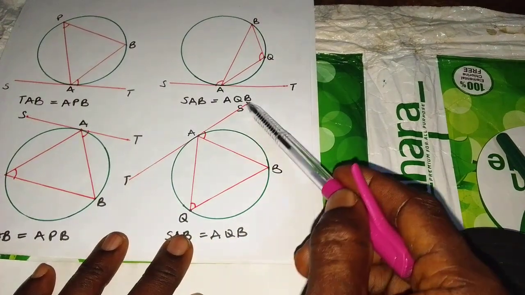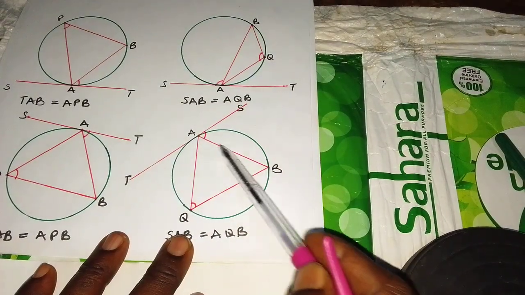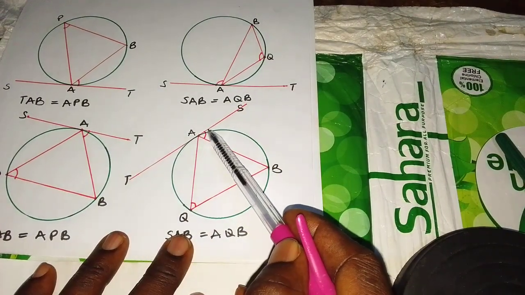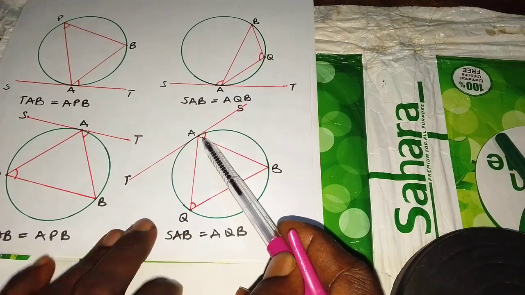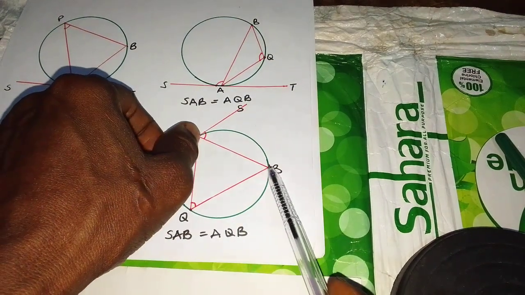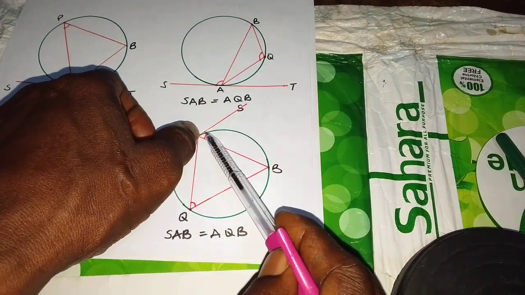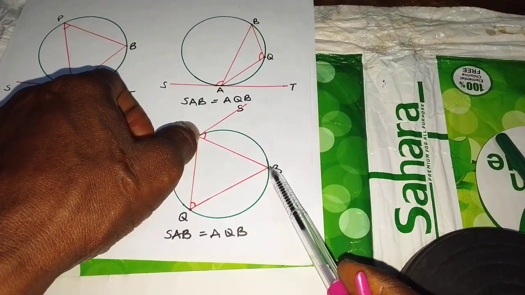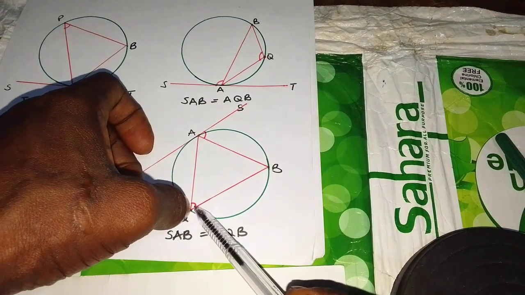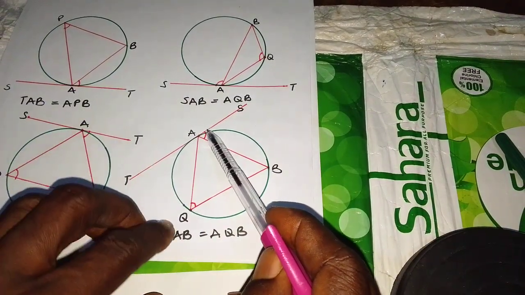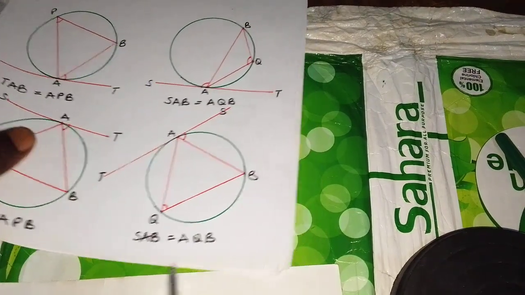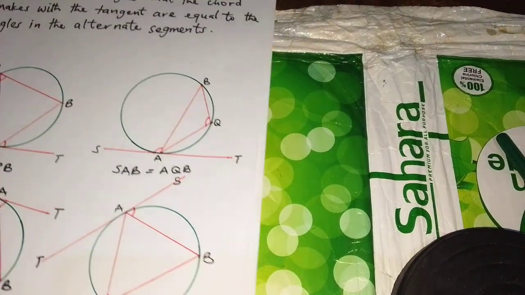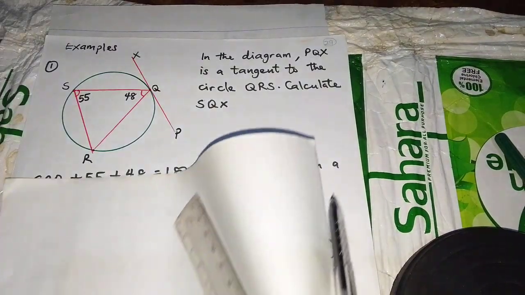The angle this tangent and this chord make should be equal to the angle this chord makes with the circumference of the circle. So this and this are alternate segments. Now let's do some examples.